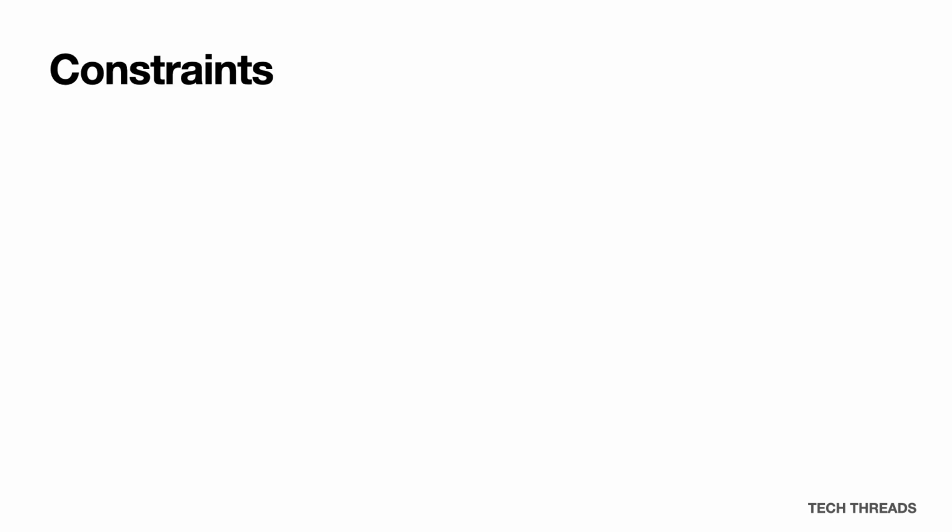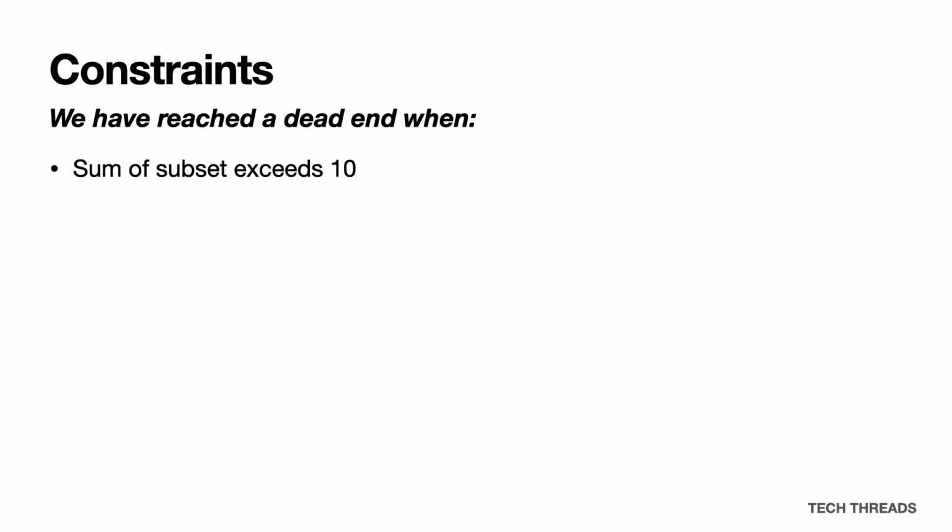We know that backtracking algorithms need constraints to tell us when we've reached a dead end and therefore backtrack to the previous decision point. In this case, we'll know we have reached a dead end when the sum of the subset exceeds 10 or we run out of numbers in the array.